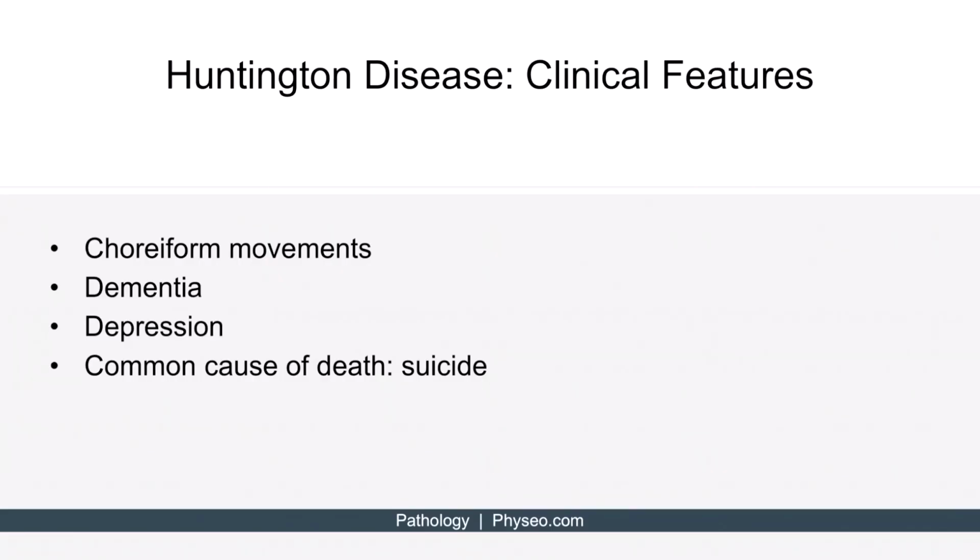Patients typically present with choreiform movements, which is due to excess dopamine. These are involuntary, jerky, and writhing movements of all of the limbs. They'll also have dementia and depression, and eventually the disease leads to death. However, patients with this condition commonly commit suicide.